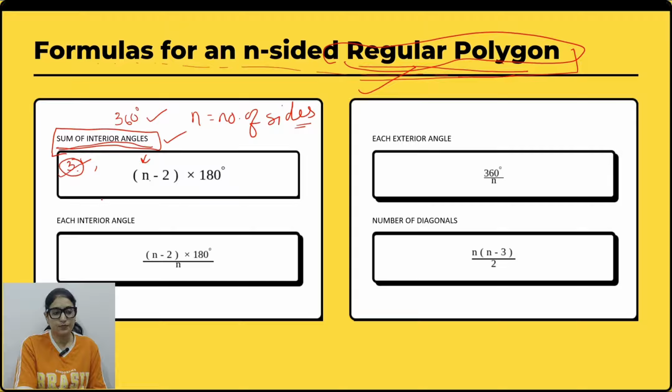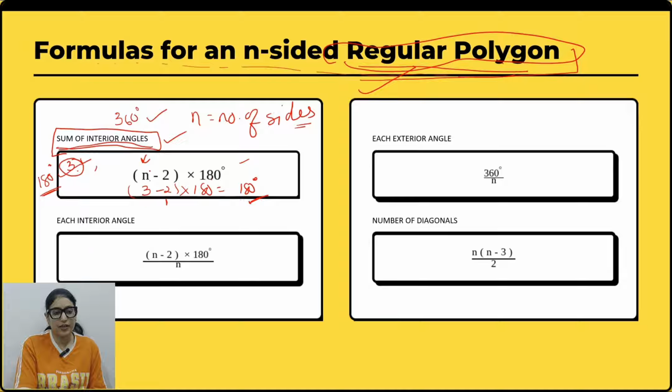You already know that the angle sum of a triangle is 180 degrees. So let's try to find it out with this formula. If I put 3 here, this becomes (3 minus 2) into 180. And 3 minus 2 is what? 1. 1 into 180 is 180. So this is the sum of all the interior angles of a triangle. Clear? Let's take one more example.